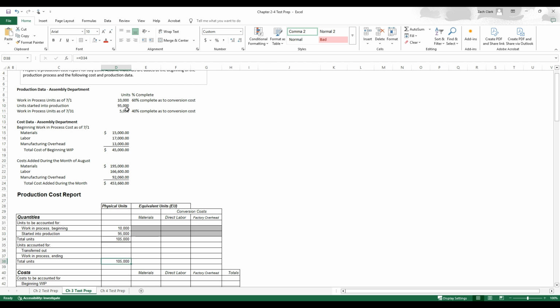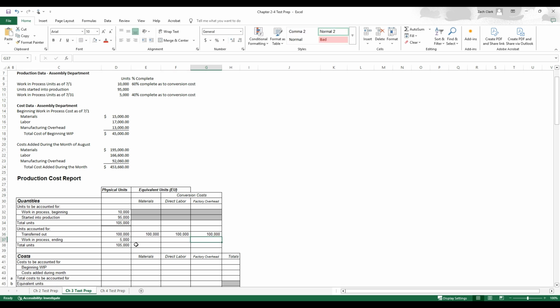It tells us how many units are in WIP at the end of the month, and so 5,000 are left over. Then we just take the total minus what's left, which means that 100,000 were transferred out. So these match up, and we back into the amount transferred out. And remember that everything that was transferred out is 100% complete. If it wasn't 100% complete, it wouldn't have been transferred, essentially.